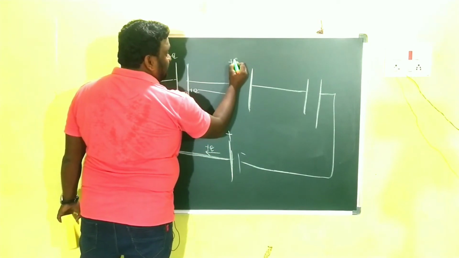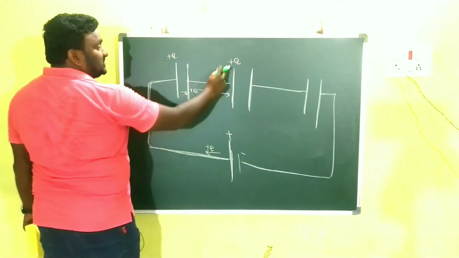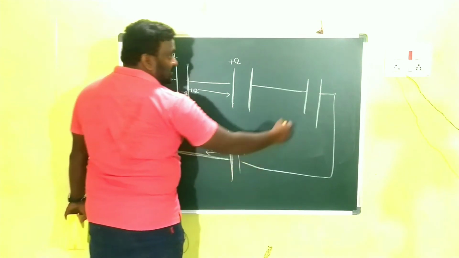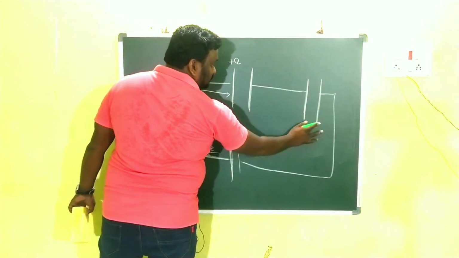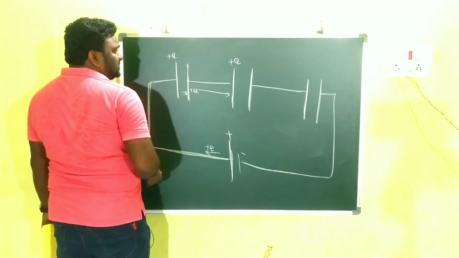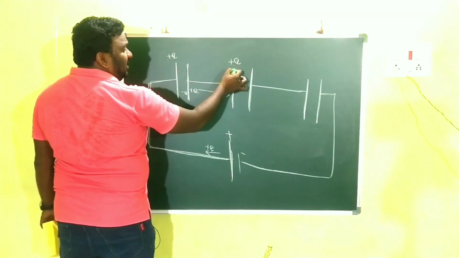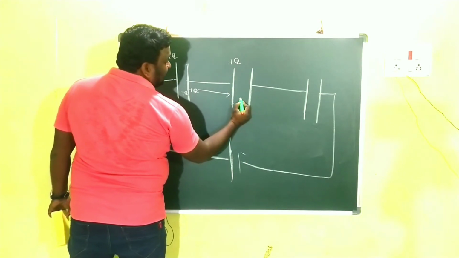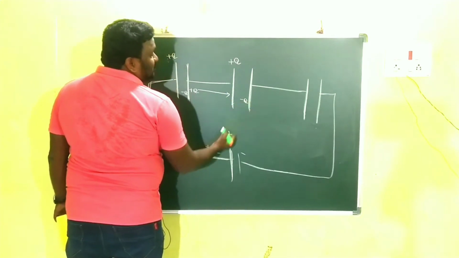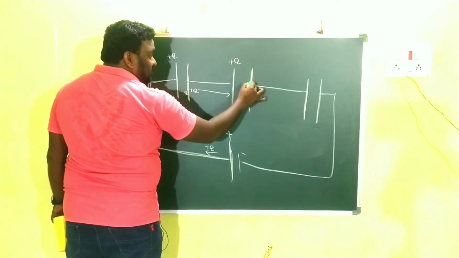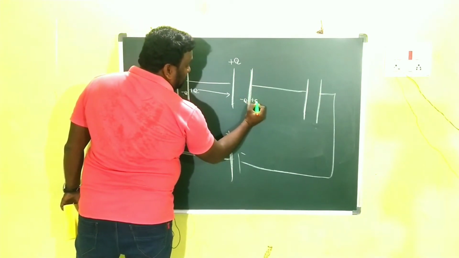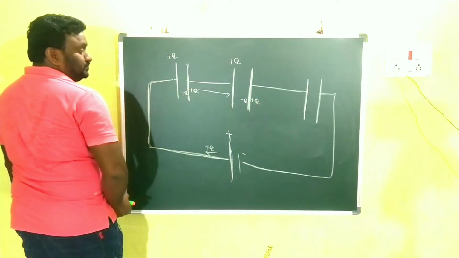So again same thing. Here plus Q is induced. Then obviously again the same process. This plus Q is there on the first plate of the second capacitor. Again, due to that, minus Q charge is induced on the inner surface of the second plate of the capacitor, and along with that, some plus Q charge is induced.